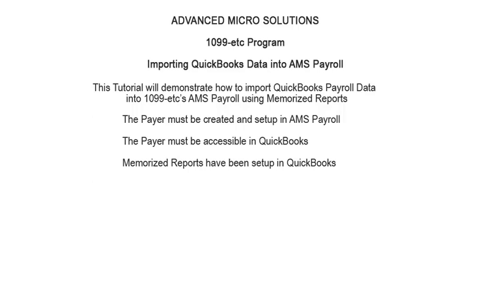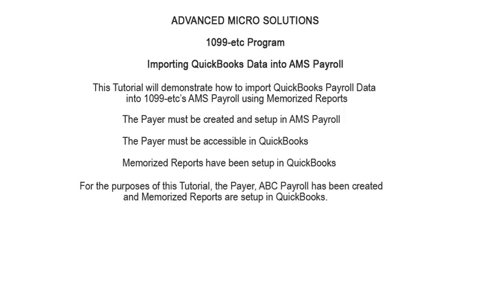To begin, the payer should be created and set up in the 1099 ETC program in AMS Payroll. You will need access to the payer in QuickBooks, and memorized reports should already be set up in QuickBooks. For the purposes of this tutorial, the memorized reports have been set up in QuickBooks and the payer, ABC Payroll, has been created.